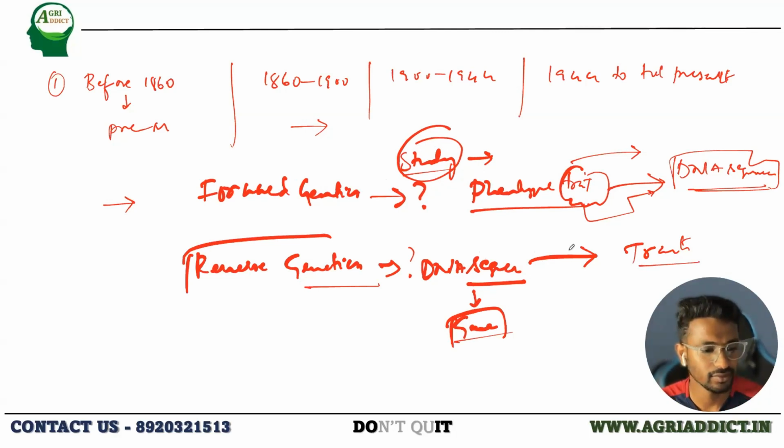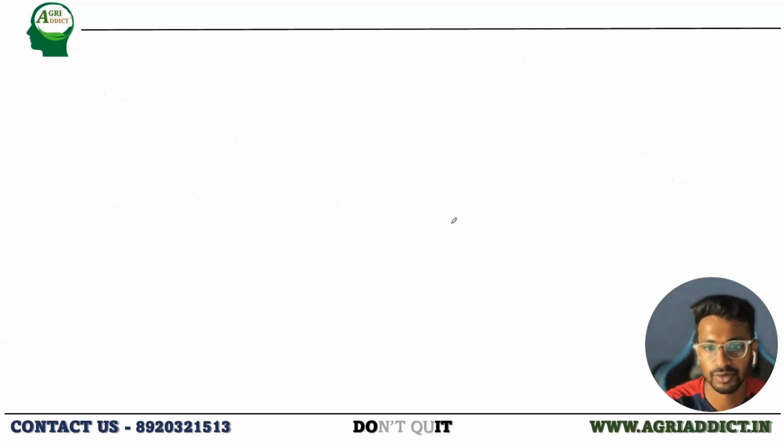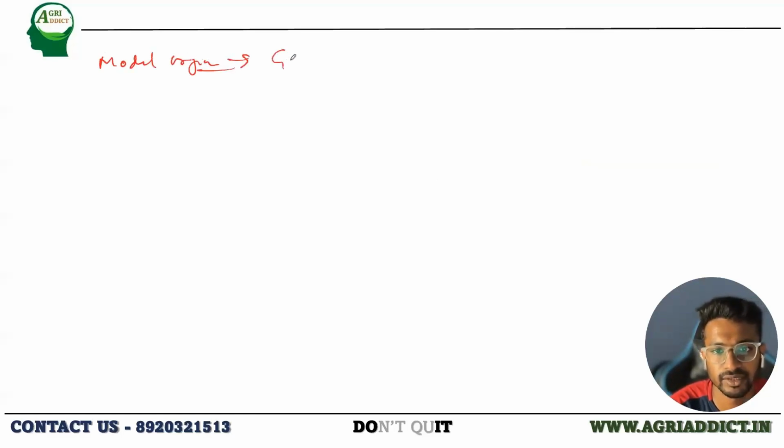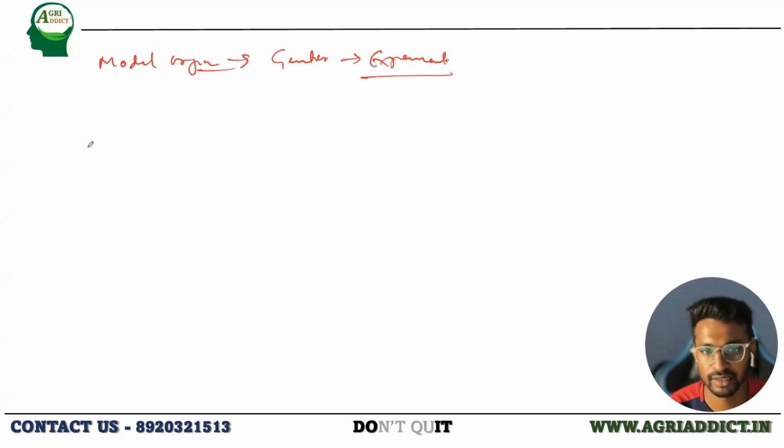Yes, sir. Okay, fine. Next, we'll discuss the model organisms. Can you list out the model organisms in genetic experiments that you have studied in different classes, starting with bacteria, plants, animals? Just name some model organisms in which most of the experiments have been conducted.